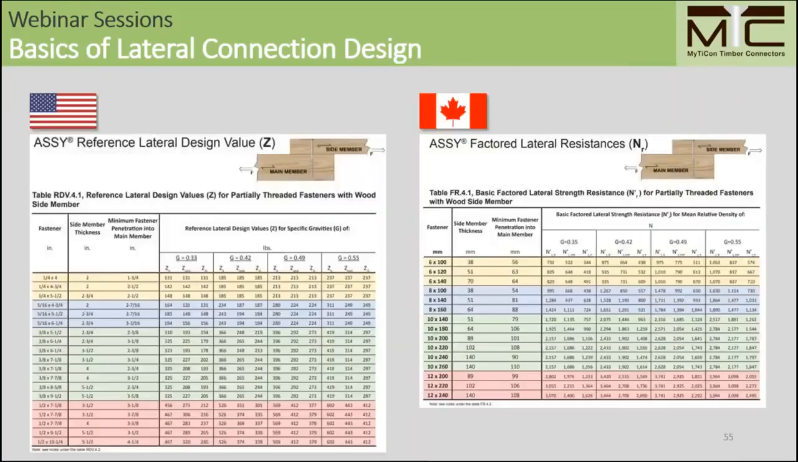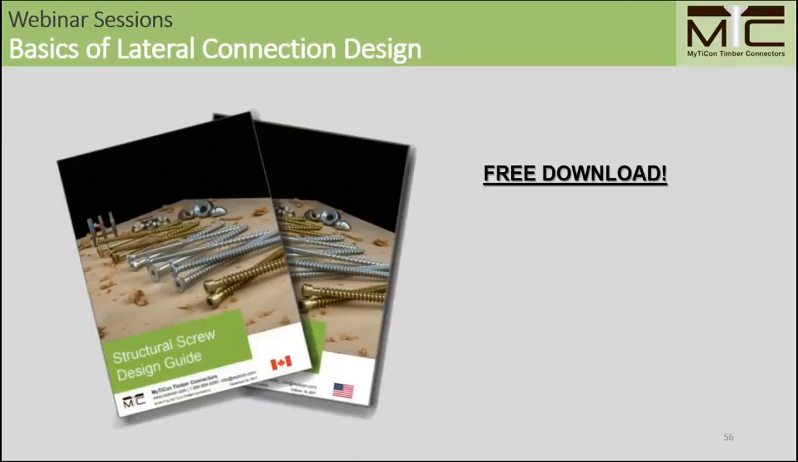And these tables can be found in our literature. So here for the US and Canada, we have 2 different design guides where you can find lateral design values calculated with the correct approach in the NDS or CSA86. And those design guides can be downloaded for free on our website. So everybody that is new to fastener design, I invite you to download those structural screw design guides. It's an interesting read and a good design tool if you want to use proprietary fasteners.